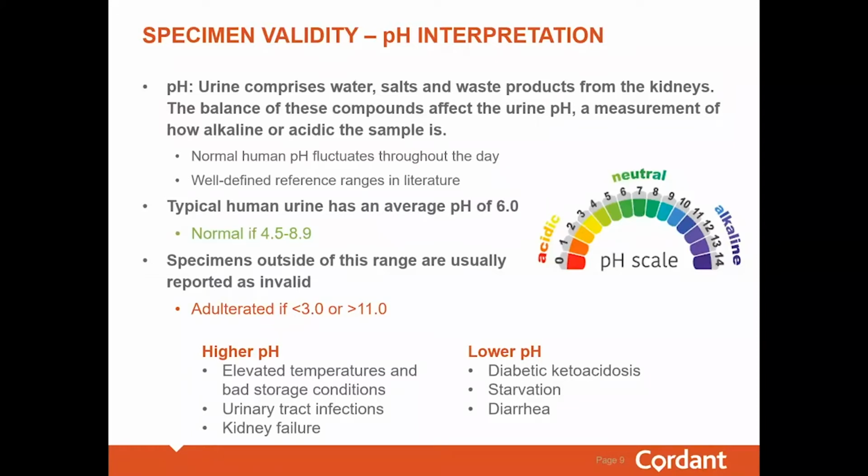A higher pH can come from a urinary tract infection, kidney failure, or sometimes bad storage conditions. Samples that have been stored too long at higher temperatures can have an elevated pH. This is one of the reasons it is recommended to keep specimens in a cool place if you cannot immediately send them to the lab. Lower pH can occur from diabetic ketoacidosis, starvation, and diarrhea. These physiological scenarios would be quite rare.